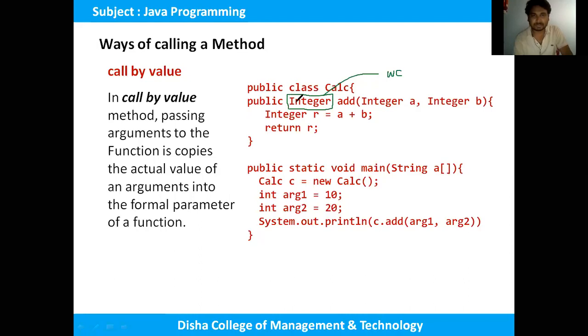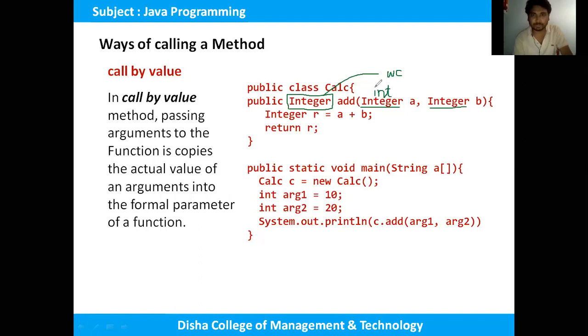Similarly, a wrapper class should start with a capital letter because it is a class name. So instead of writing the data type int, we can use the wrapper class. Here also I'm using the wrapper class. You can write Integer, or you can simply write the data type int.